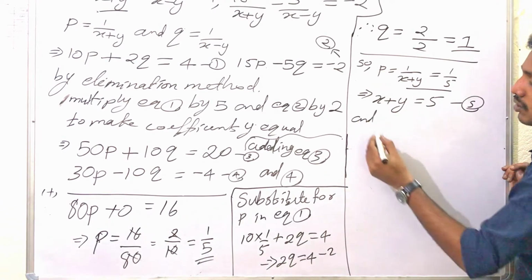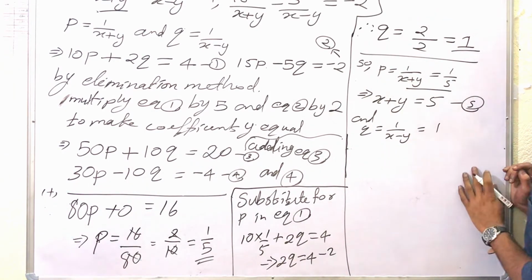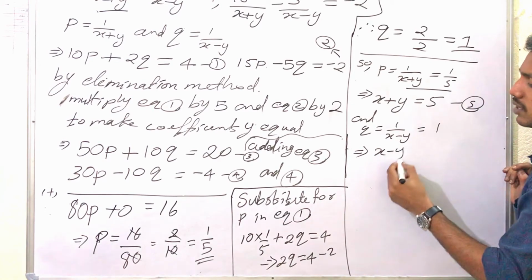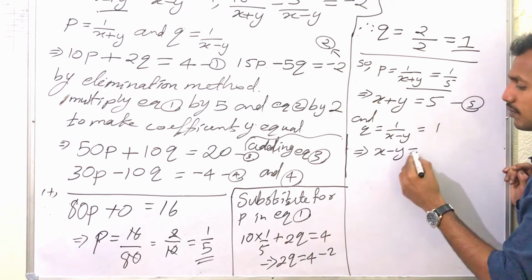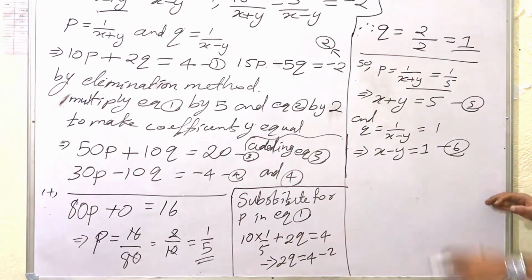And q is equal to 1 by x minus y is equal to 1. Taking the reciprocal on both sides, what we will get? x minus y. What is the reciprocal of 1? 1 only. Equation number 6. Now solve these two equations.